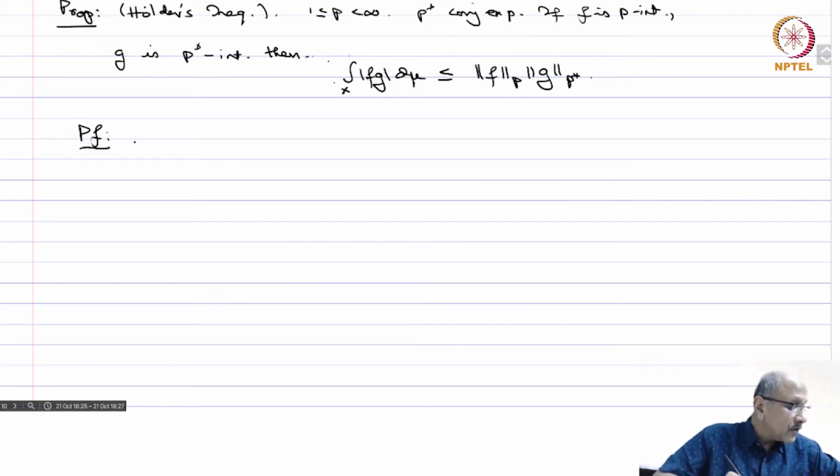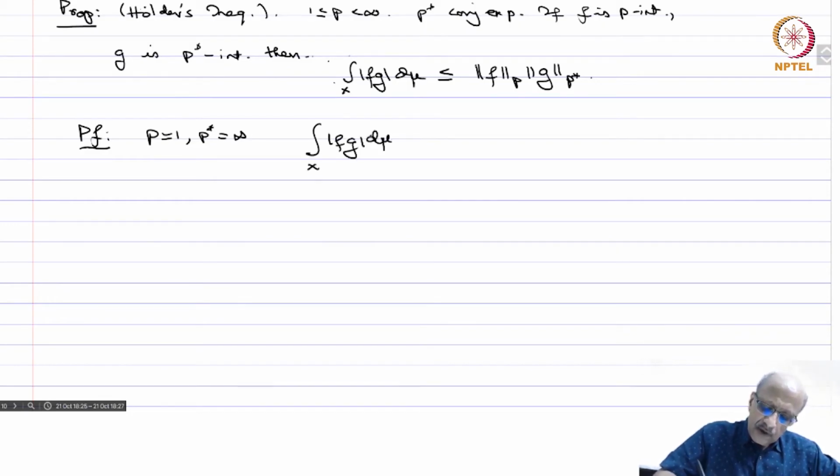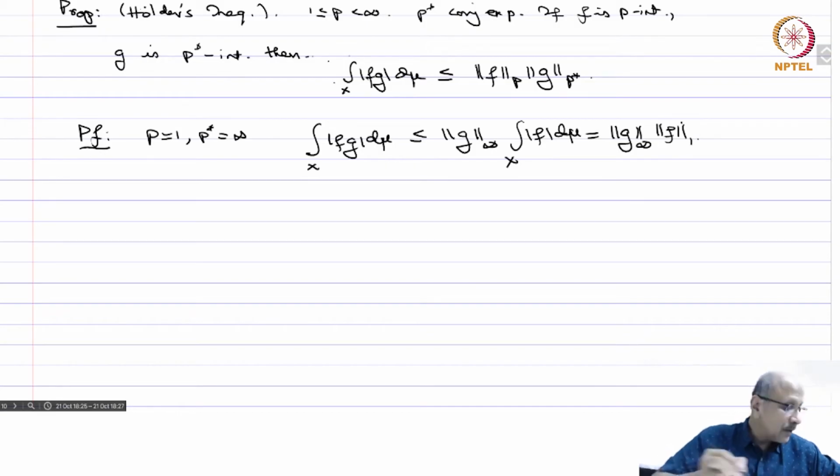So if p equals 1, then p star is infinity. Okay, so the integral over x of mod fg d mu, g can be brought out by its essential supremum, so that is less than or equal to norm g infinity times the integral of mod f d mu, and that's equal to norm g infinity norm f1. So that is completely proved.